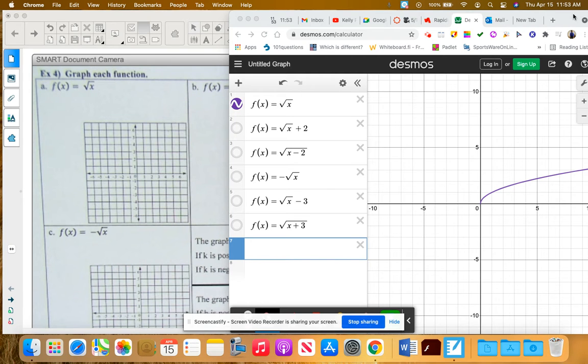All right, so yesterday we solved square root equations. Today we're gonna take a look at what their graphs look like. So we're definitely gonna be using Desmos. So open up a Desmos tab and follow along as we go through these different graphs.